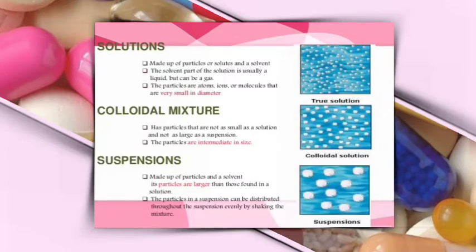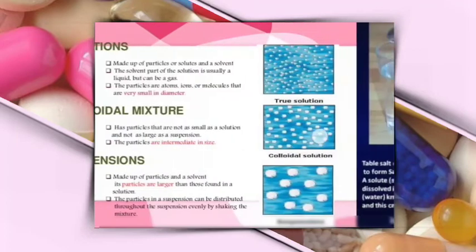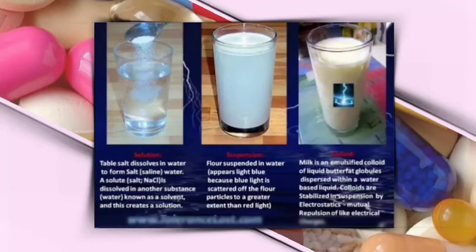A suspension is made up of particles and a solvent. Its particles are larger than those found in a solution. The particles in a suspension can be distributed evenly throughout the suspension by shaking the mixture. Now, the solution: table salt dissolved in water to form saline water. A solute, salt (NaCl), is dissolved in another substance, water, known as the solvent, and this creates a solution.